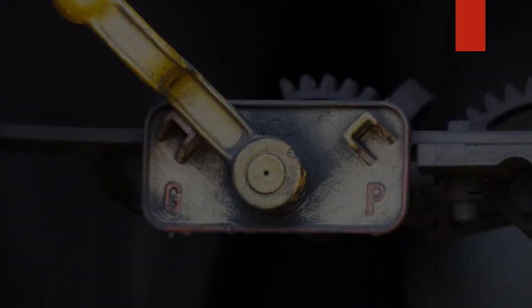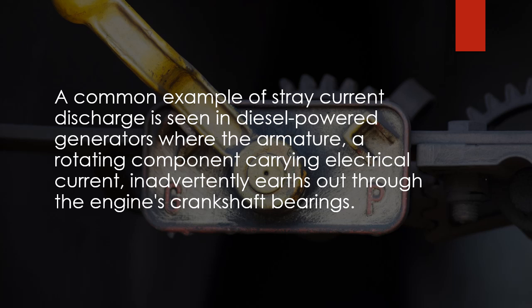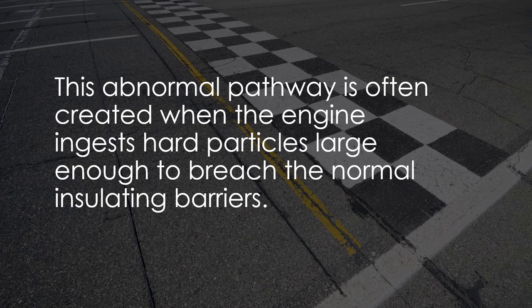A common example of stray current discharge is seen in diesel-powered generators where the armature, a rotating component carrying electrical current, inadvertently earths out through the engine's crankshaft bearings. This abnormal pathway is often created when the engine ingests hard particles large enough to breach the normal insulating barriers.